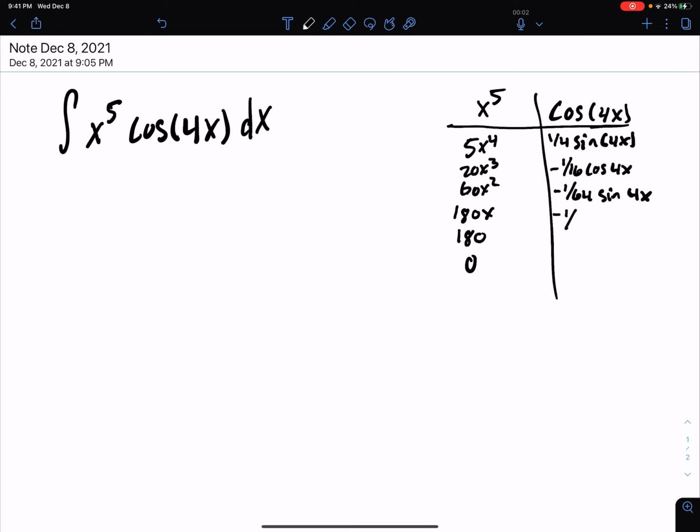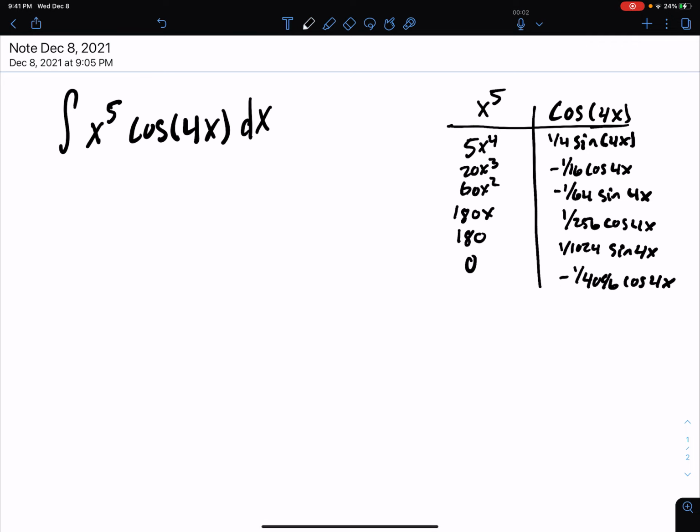negative 1/256 cosine 4x, 1/1024 sine 4x, and negative 1/4096 cosine 4x. And pardon me, this negative sign here is not right. It is positive 1/256. Now what we're going to do is we're going to match up each term. This is eventually the answer you would get by going with integration by parts, but this way is much quicker.